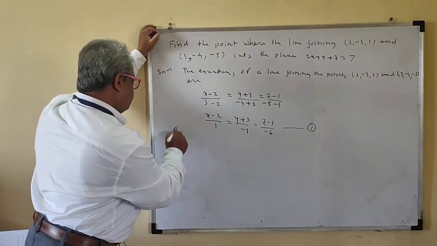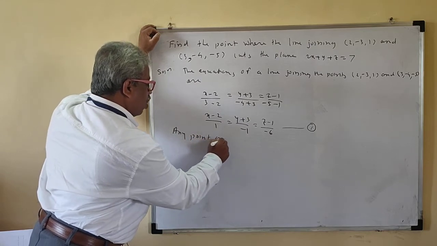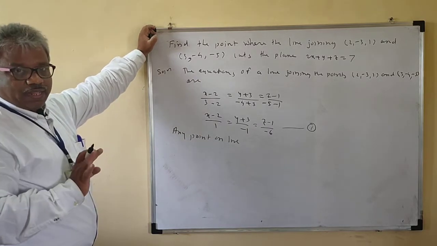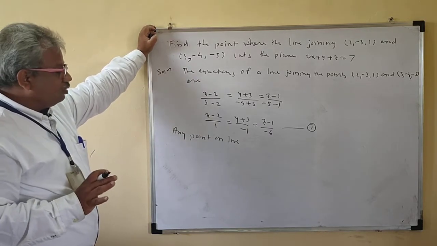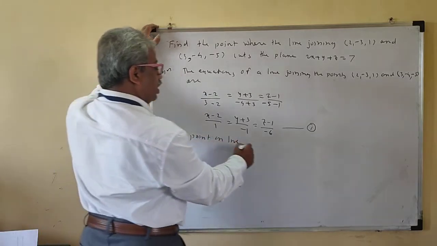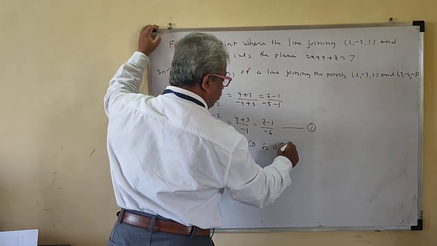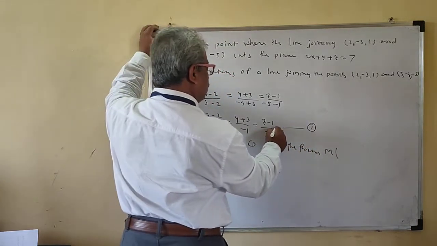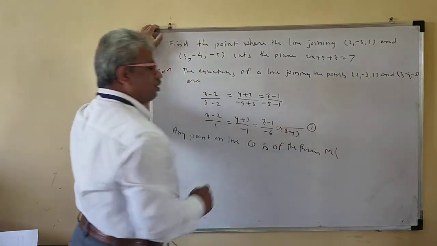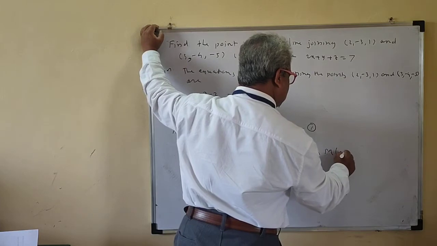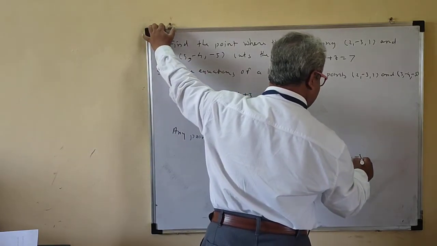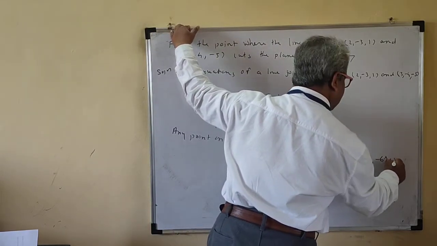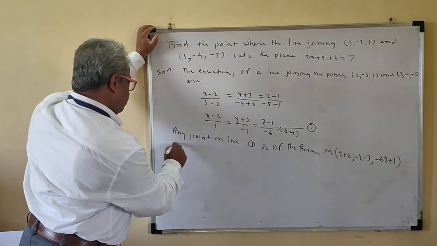Okay. Any point on the line, what you have to find? The point of intersection of the line and the plane. This you want only. You don't want the distance and all those things. Okay. You want only the point of intersection. Any point on the line 1 is of the form, I call this as M now, is equal to r, say. Okay. So what is there then? r plus 2, minus r minus 3, minus 6r plus 1.